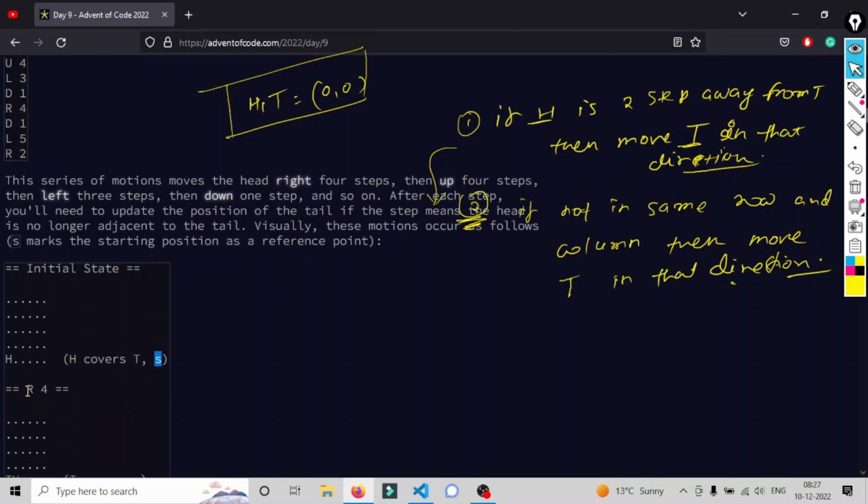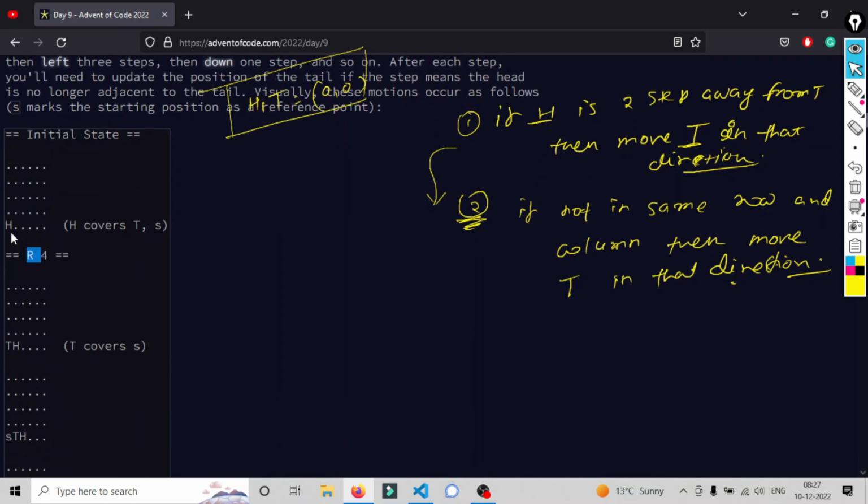Okay, now it is moving head by 4 units. So what will be the first position? Right, meaning head will move by 1. Then the difference between head and tail position is not greater than 1. So that's why tail will be at the same position, and tail is covering the S. Tail is covering S. Now if you see, head moved by one position.